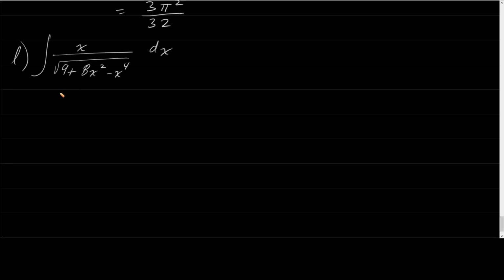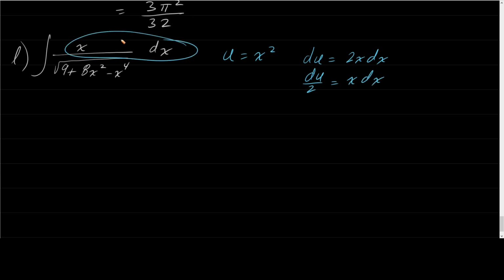So what we're going to do here is start by making a very simple u sub. We're going to say let u be equal to x squared. If u is equal to x squared, then du is equal to 2x dx. So in other words, du over 2 would be just x dx. And I wrote it that way because we have an x dx on the numerator.